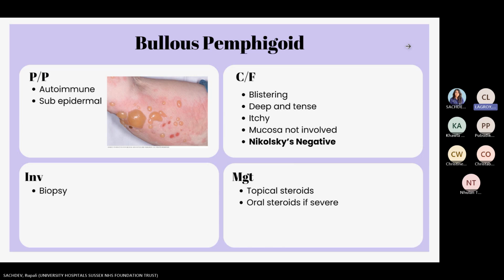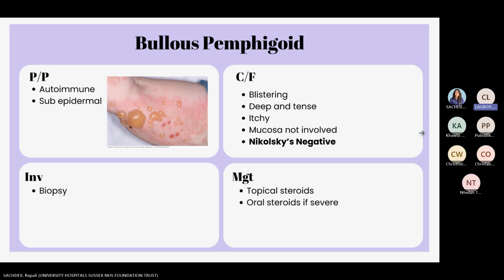This one I absolutely hated as a med student, and on questions I still confuse them, so it's an important one to know. It's bullous pemphigoid. It's an autoimmune disease, and it affects the subepidermal layer, causing fluid-filled blisters, basically. From the picture you can see. The clinical features is, again, blistering, deep and tense. They're going to be quite itchy as well. The mucosa is not involved, which is the difference between the other one, which I don't remember the name.